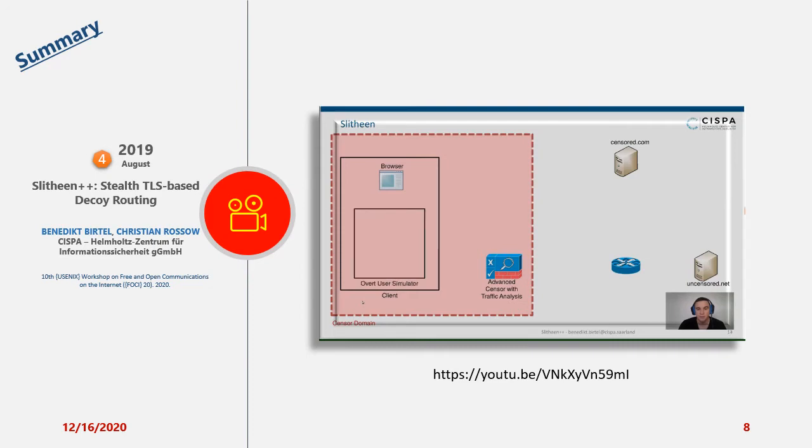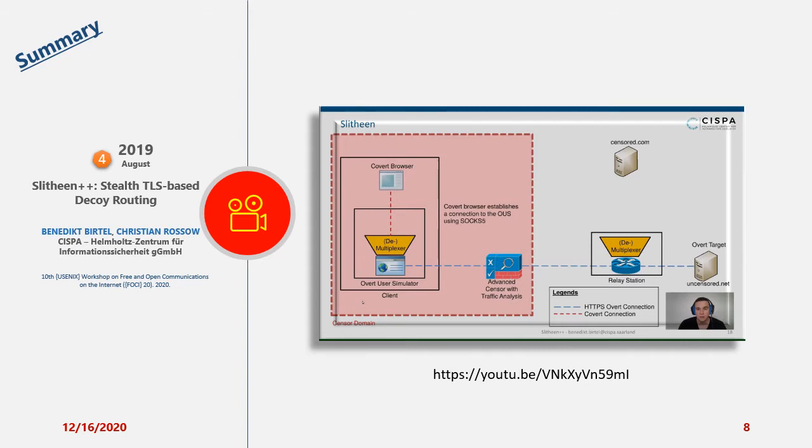Therefore, Slitheen uses the overt user simulator that contains a browser. This overt browser will be used to communicate with the uncensored or overt target. It establishes HTTPS secured connections and exchanges data with the overt target. To enable a communication with a censored target, both the OUS and the decoy router are extended with a multiplexing and demultiplexing unit.